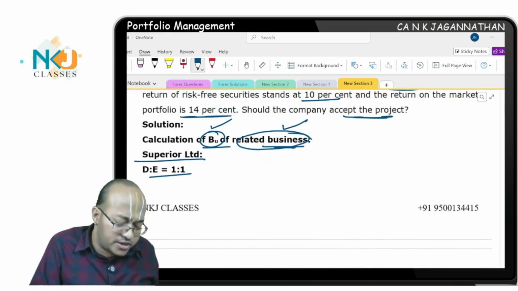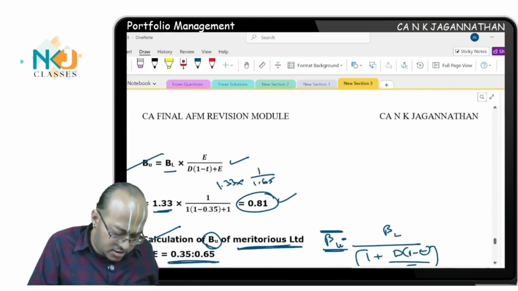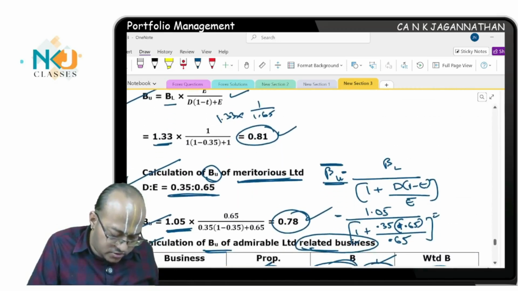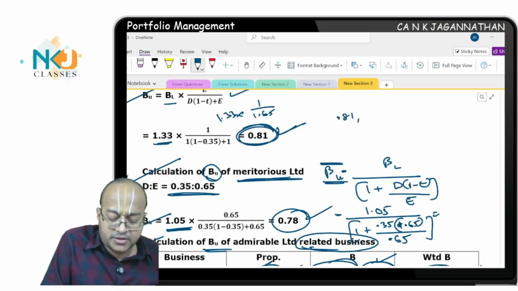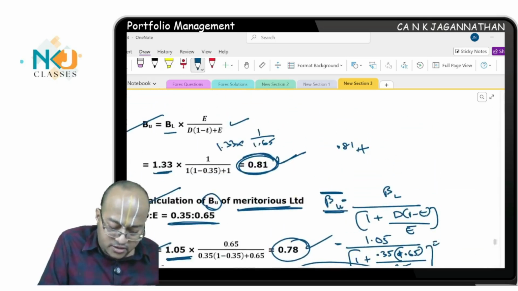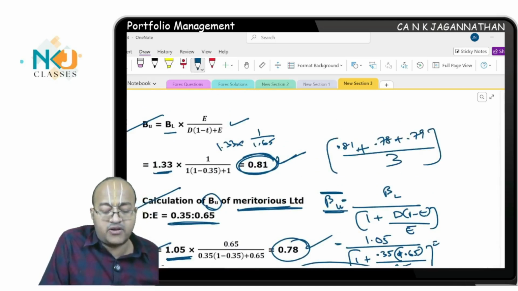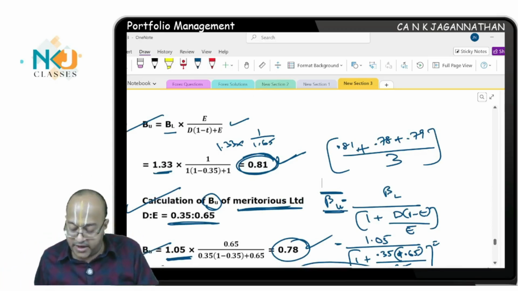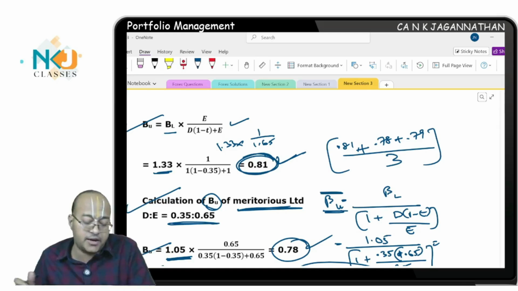Unlevered beta. How much? First, the first company, Superior Limited, how much was it? 0.81. Yes, Superior Limited 0.81. Next, plus you have 0.78 plus 0.79, divided by 3. I told you, when 3 or more data are given, you need to consider the average. 0.81 plus 0.78 plus 0.79 divided by 3, you will get 0.7933.